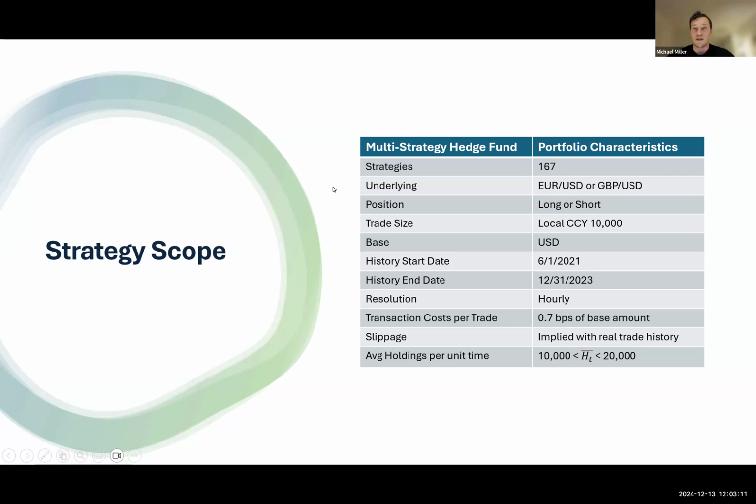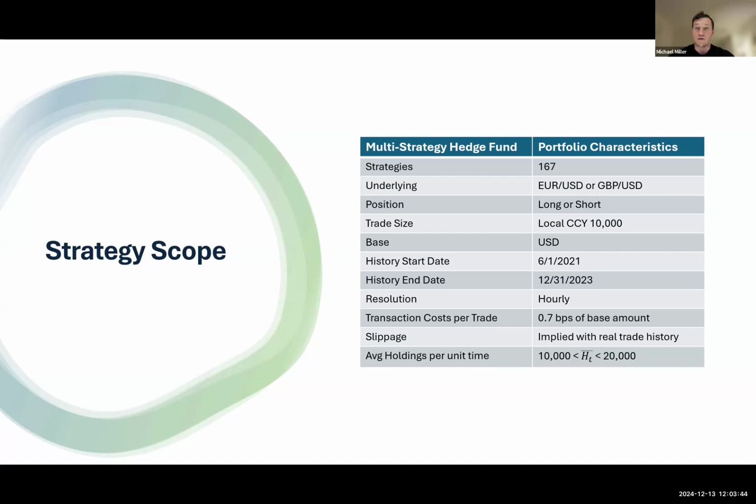To provide a quick explanation of the constraints around our project here, we have the portfolio characteristics. Here are the constraints and characteristics of the strategies data that we were provided by AlphaCube. These strategies trade futures in Euro USD and GBP USD in both long and short positions. These strategies are also essentially going to have one trade at a single moment.